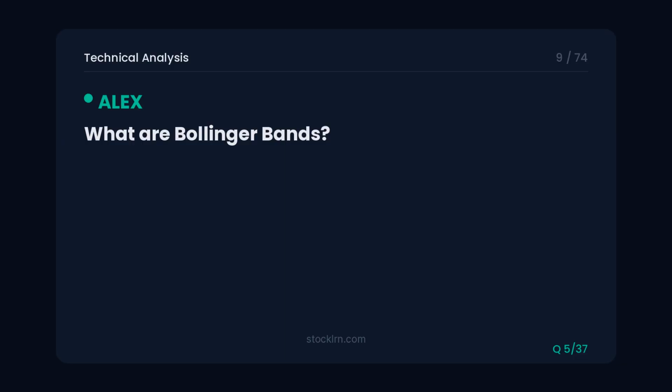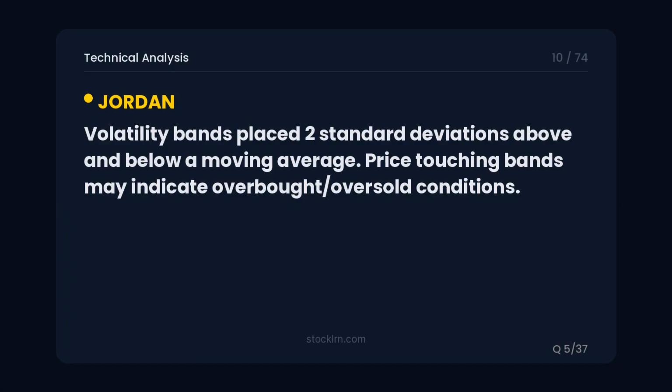What are Bollinger Bands? Volatility bands place two standard deviations above and below a moving average. Price-touching bands may indicate overbought/oversold conditions.